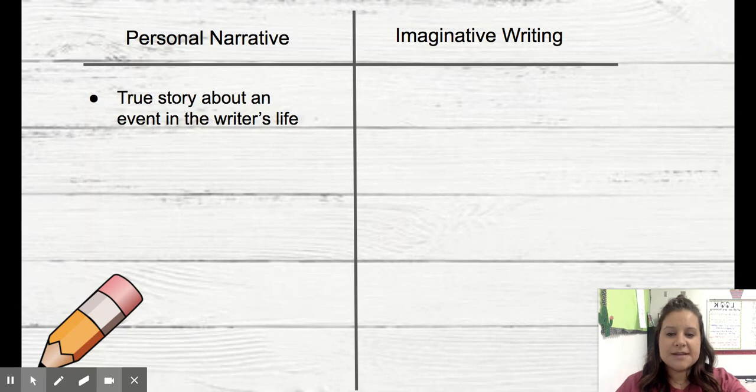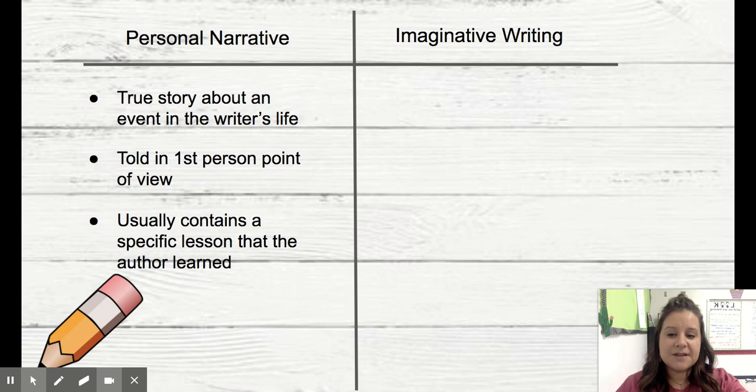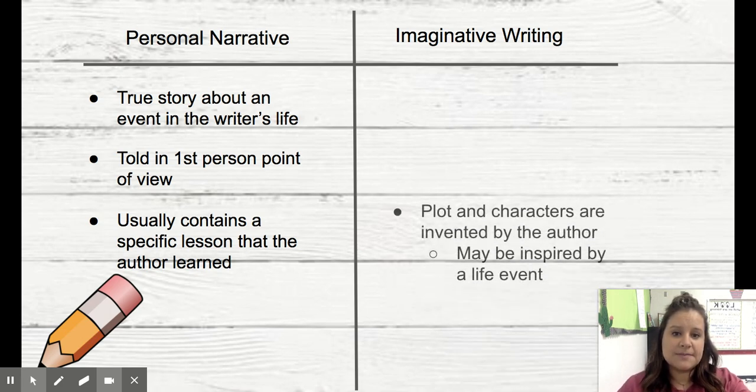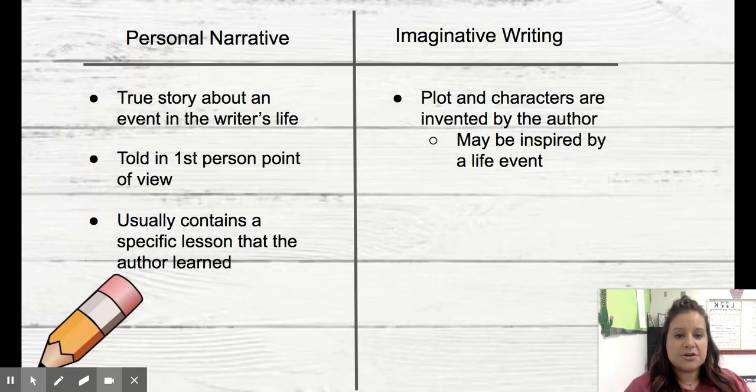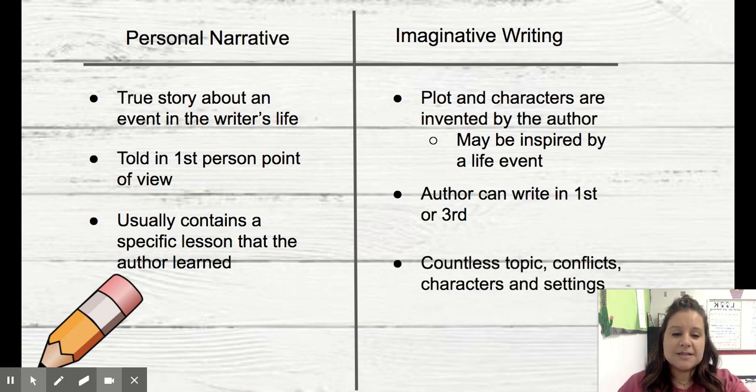A personal narrative is a true story about an event in the writer's life. It is also told in first-person point of view, and it usually contains a specific lesson that the author learned. So not necessarily everyone else who has read it will learn it, but it is a lesson that the author did learn in that experience. With imaginative writing, the plot and the characters were invented by the author, although they may have been inspired by a life event. The author can write in first person or in third person. And there are countless topics, conflicts, and characters with a setting.